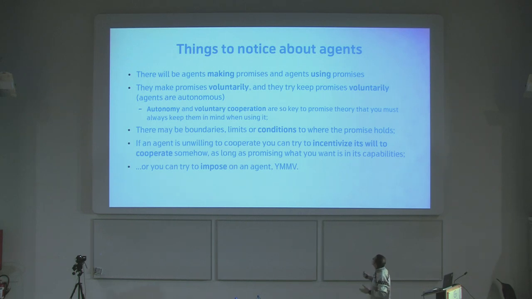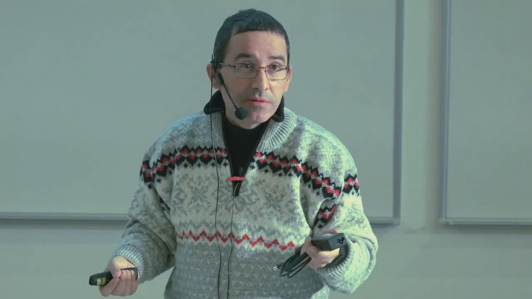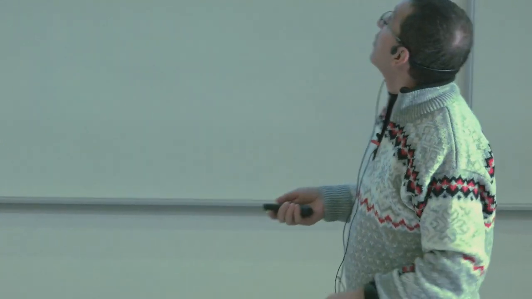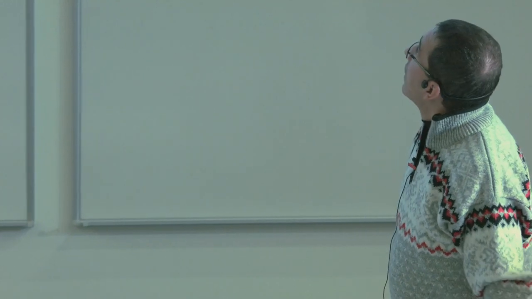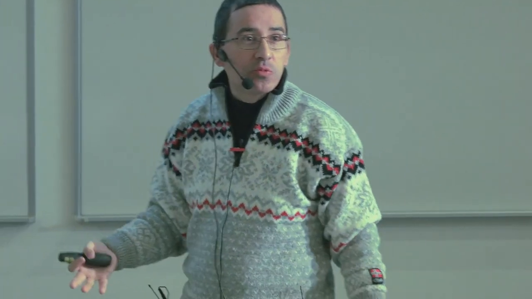There may be conditions or boundaries about when the promise holds. This thing can make that promise to charge my laptop if I plug it into a 220 volts line. If I plug it into 400 volts, it won't be able to keep the promise. Same for the personal trainer. If you don't follow her advice, she won't be able to keep the promise. You got the idea. Since everything is based on voluntary cooperation and autonomy, an agent may be unwilling to promise you something. You may try to incentivize its will, you may try to impose, and maybe you'll manage, maybe you won't. But that's an important thing.